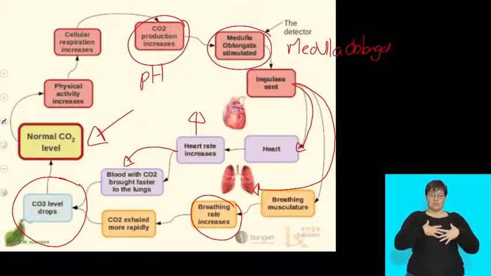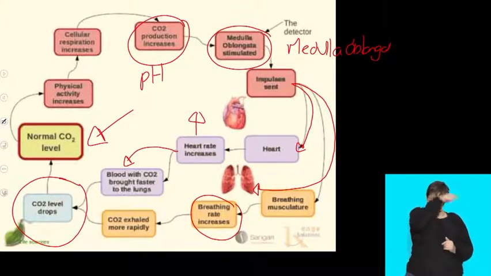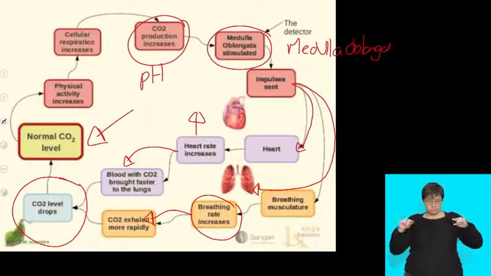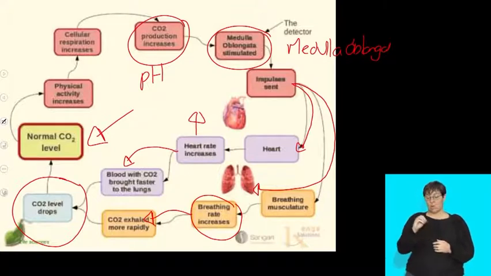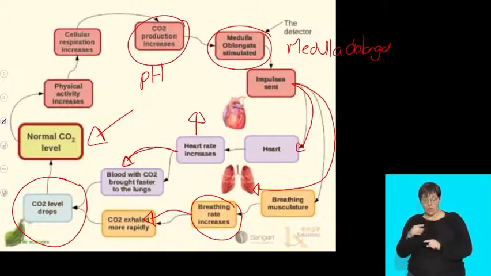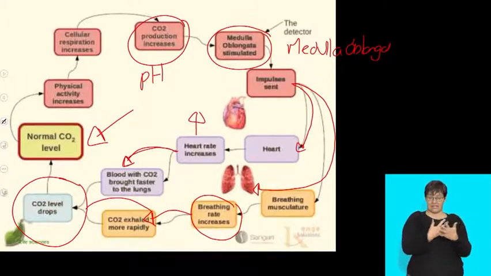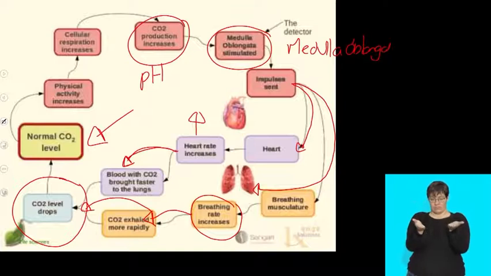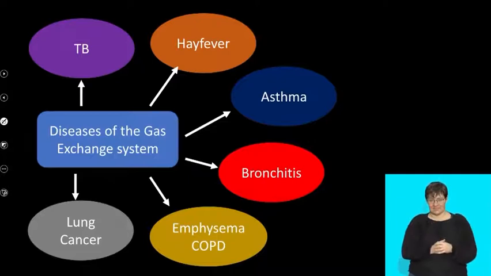And yes, I know that oxygen is going to go with it, but remember, oxygen and carbon dioxide go hand in hand. So what happens here? Carbon dioxide is going to go out more rapidly. If we're getting the carbon dioxide to the lungs more quickly, and the lungs are able to breathe it out more quickly, we're going to see our carbon dioxide levels drop, and that is going to bring about normality again.